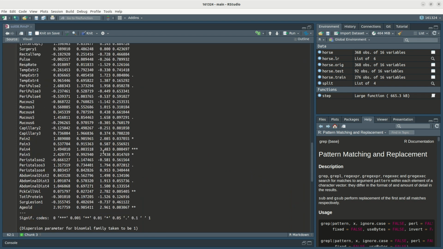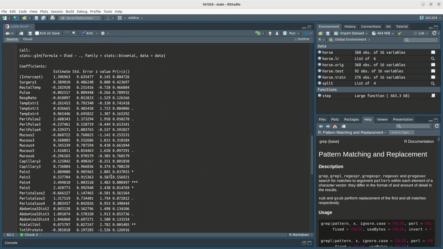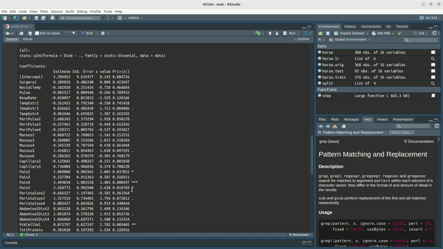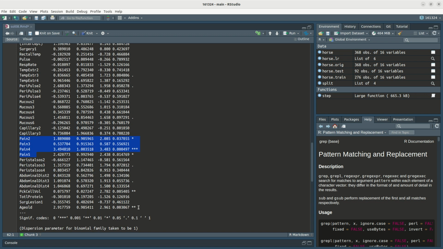So there's the summary. You can see that many of these factor variables have multiple levels, and there's some significance here. There's some significance for the pain variable. We also see age is significant. Let's look at the coefficient. So we've got a coefficient of almost 3 there. Because it's a positive number, that means that if they're in the old age group, then they're more likely to die.